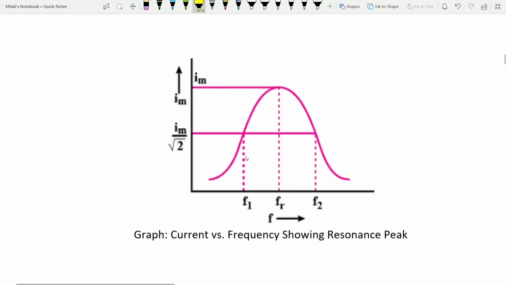In practical applications, resonance can be used in filters and oscillators, but it can also cause unwanted high currents in power systems, so it must be managed carefully. We can see the graph.